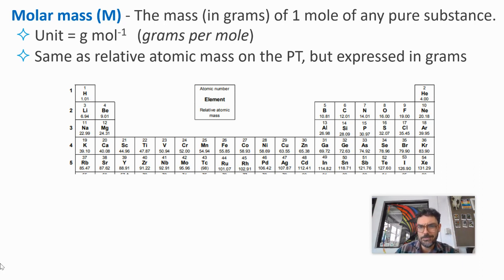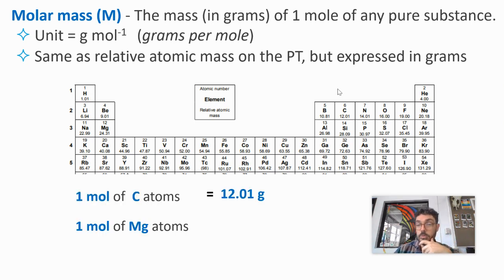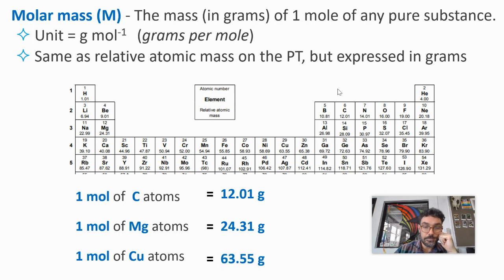Okay, so why does this matter? Well, let's apply it to some examples. 1 mole of carbon, 12.01 grams. 1 mole of magnesium, 24.31 grams. 1 mole of copper, 63.55 grams. And here we are. All of those come directly from your periodic table. Okay.